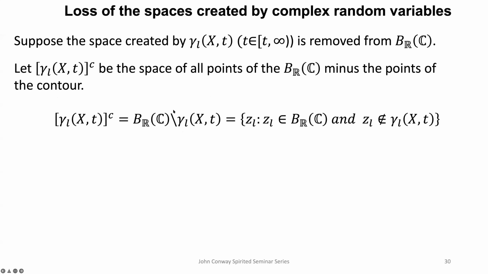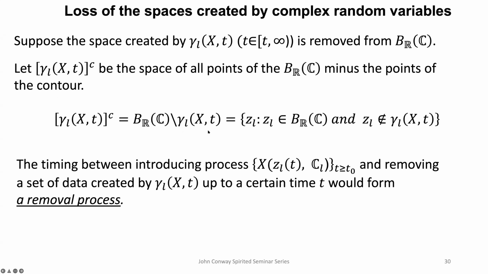So BRC, and then from the bundle you remove this space formed due to the gamma Lxt. So the timing between the introduction, once the initial value is introduced, and after some time, removal. Removal also simultaneously starts happening after some time, after certain time T1 or some TC, some arbitrary time, that removal process starts. And then once the removal process starts, the space also keeps on happening.